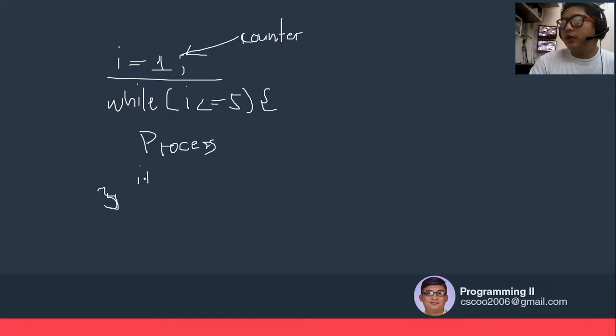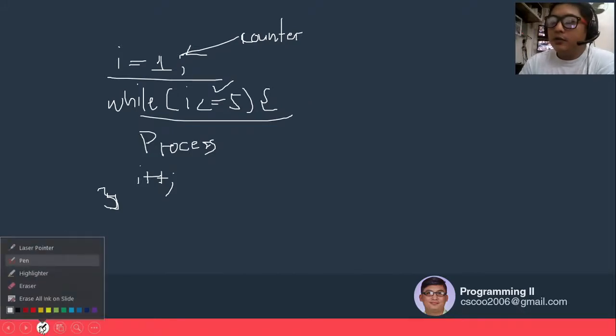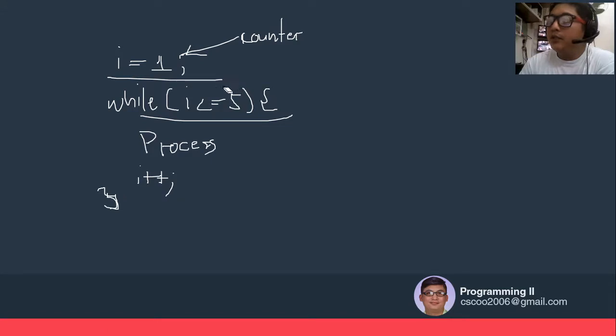And I plus plus. So the purpose of doing this is to always check when do we need to execute the loop. We are going to execute the loop if your I variable is less than or equal to 5. Since the value of the initialization of letter I is 1, it's true because it's less than or equal to 5, right? So your loop will be executed.